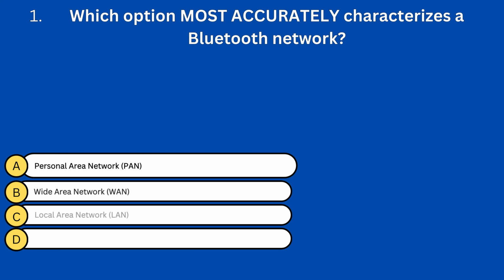Which option most accurately characterizes a Bluetooth network? Personal Area Network, PAN. Wide Area Network, WAN. Local Area Network, LAN. Metropolitan Area Network, MAN.